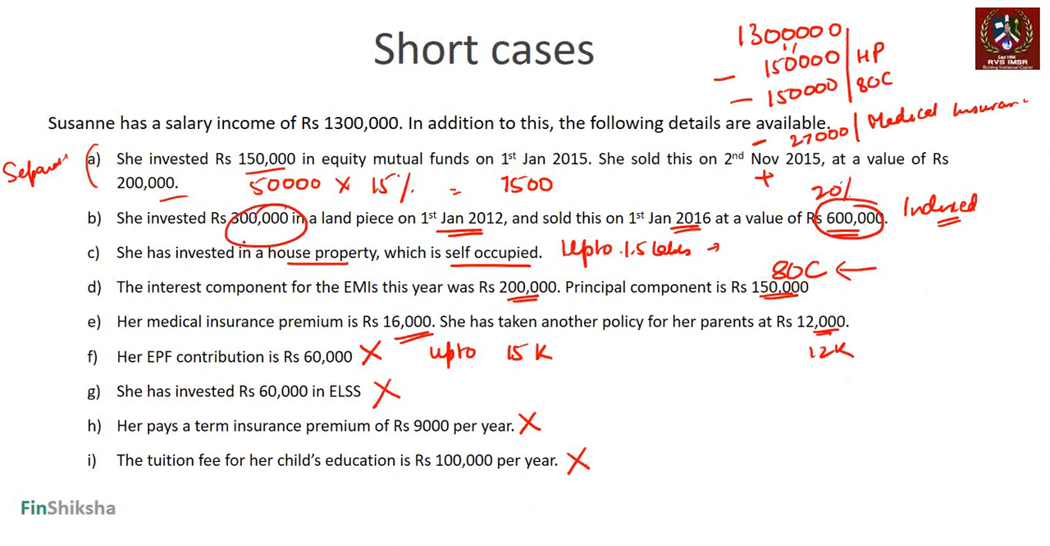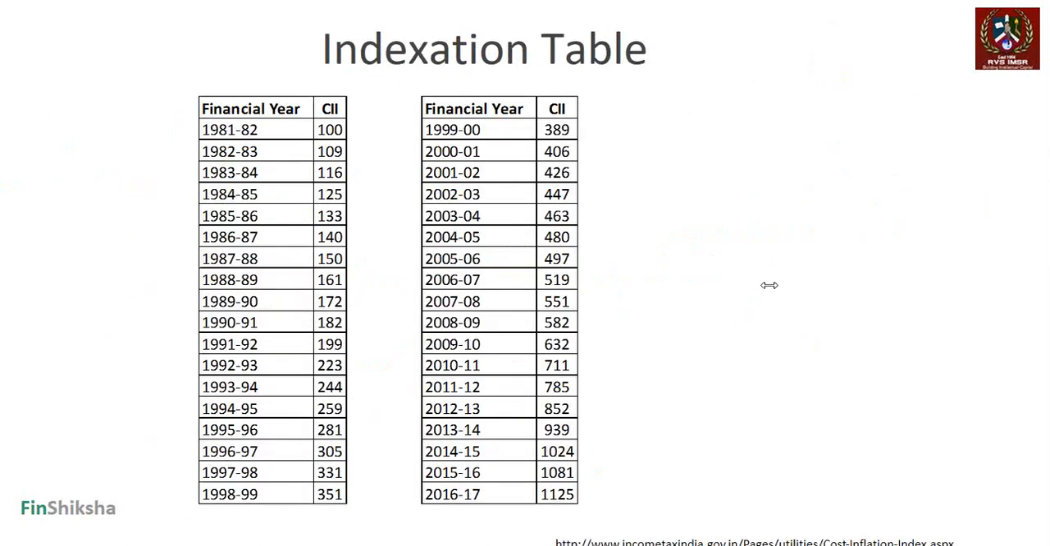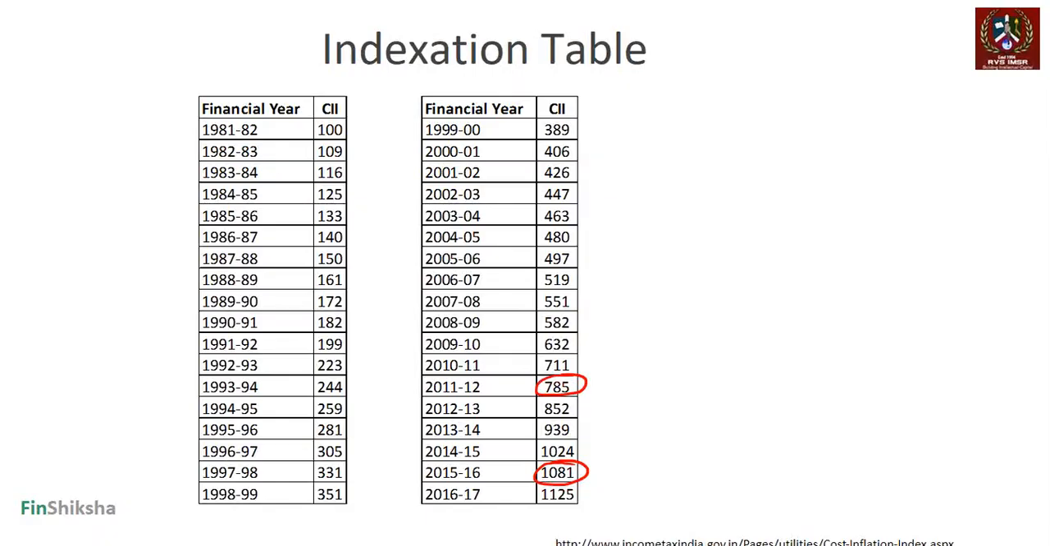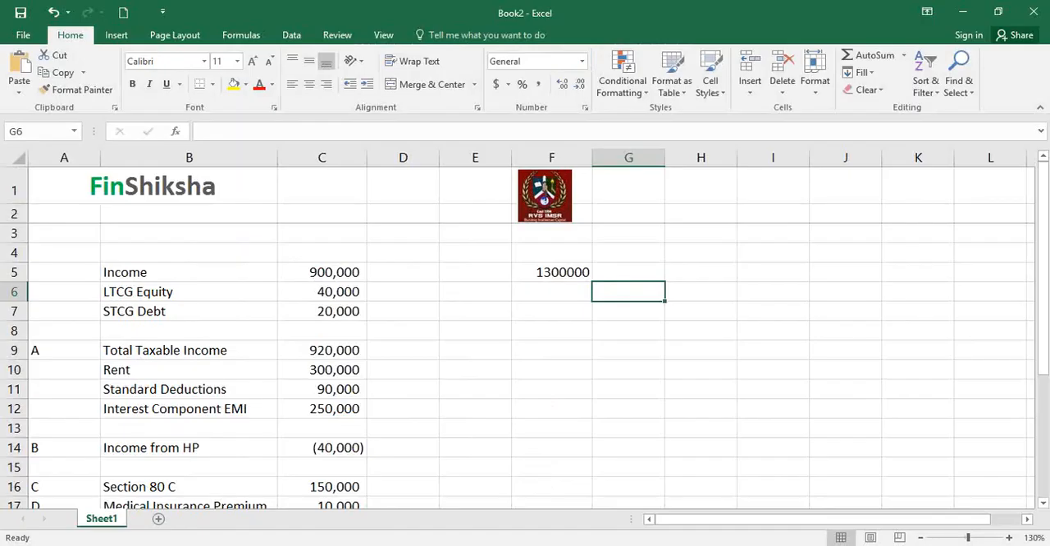So we can calculate the long-term capital gain on land. Let's try and calculate. This is 2012 and 2016. So here we go. 2012, the value is 785. 2016, the value is 1081, right? Let's go to our Excel file, and we are saying 13 lakhs is here. Long-term capital gain equity, there's nothing. Short-term capital gain is there. Long-term capital gain debt is there. We saw the values were 1081, 785. So cost is 3 lakhs, right?